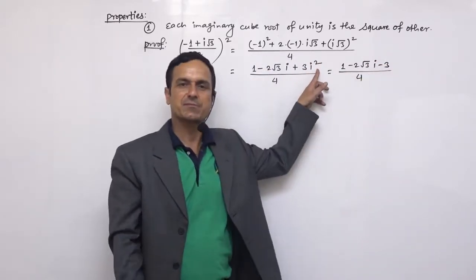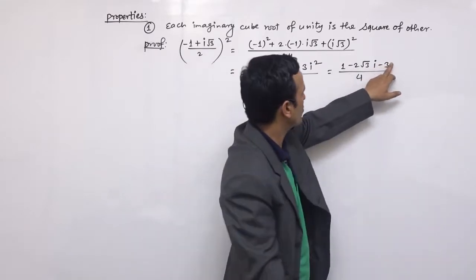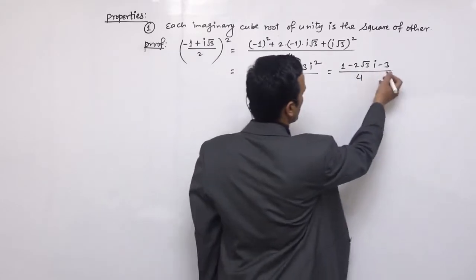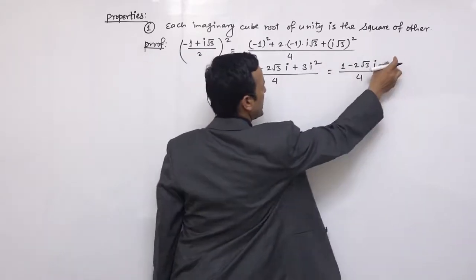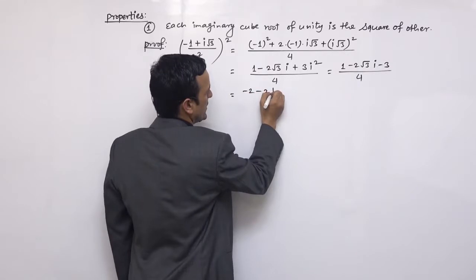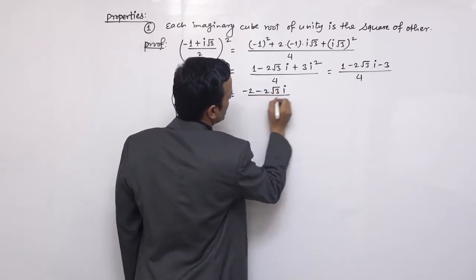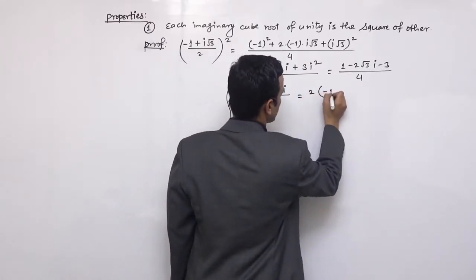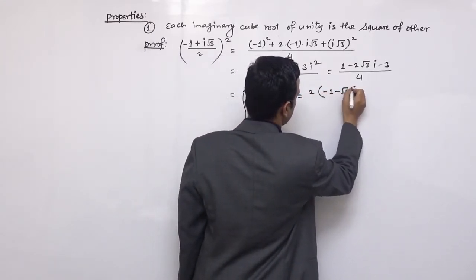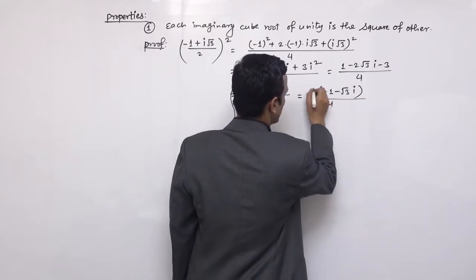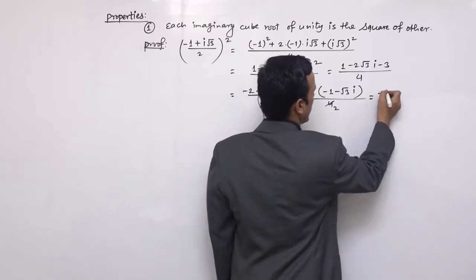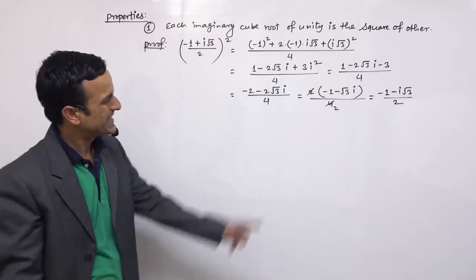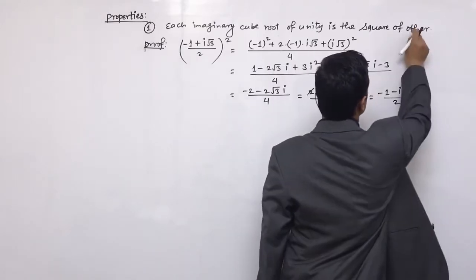So i squared means -1, that's why the minus sign is there. Now if you solve it, 1 minus 3 is -2, and 2 root 3 i divided by 4. Now take out the 2 common: 2 common, -1 minus root 3 i divided by 4. 2 twos are 4. So minus 1 minus i root 3 divided by 2. So this is the other square of this term.